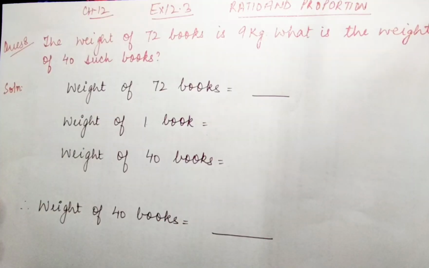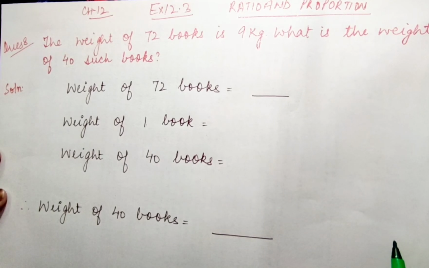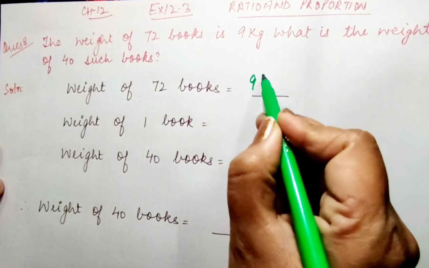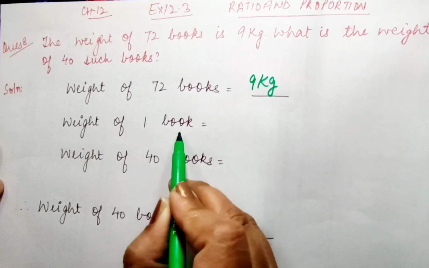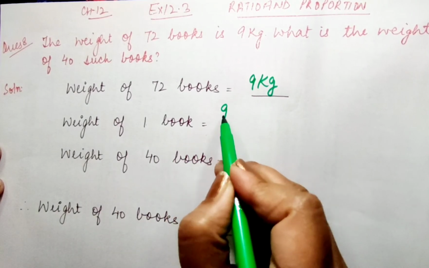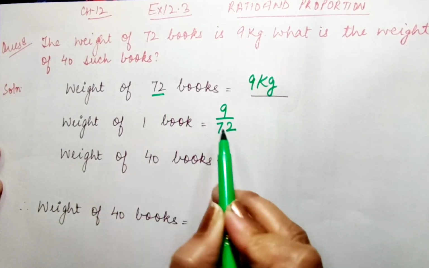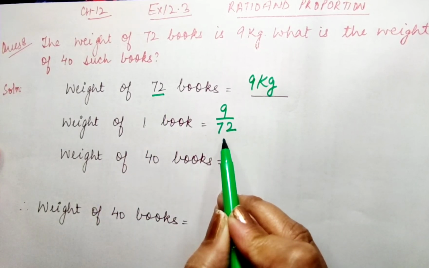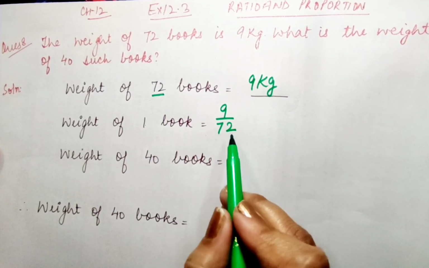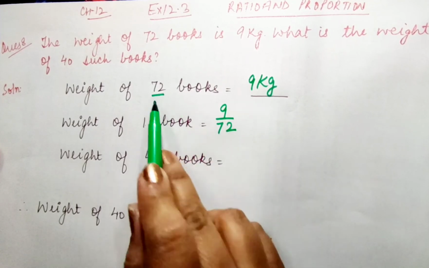Now let's check question number 8. Weight of 72 books is 9 kg. What is the weight of 40 such books, right? So weight of 72 books is 9 kg. What will be the weight of one book? It will be 9 upon 72. So just check, I have written this number in the denominator. I have not written 72 upon 9. It is 9 divided by 72.